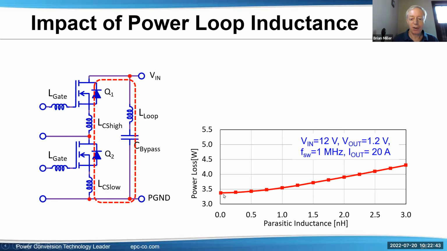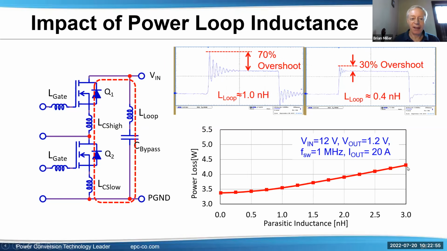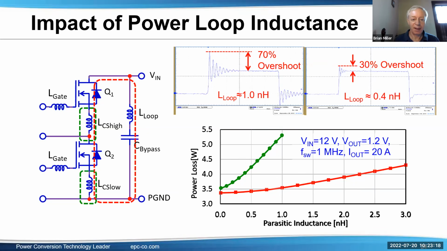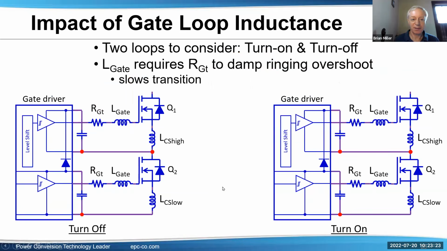On the power loop, you can see there's also a benefit to reducing the loop inductance. Not quite as much benefit, but it's still there. It's still very much worth going into and looking at, and not just for the loss, but also for overshoot and ringing. You can see this is basically the same EPC GaN FET with two different layouts. In one, with more loop inductance, you'll see 70% overshoot. If you reduce this down to 0.4 nanohenry, you see quite a bit reduced overshoot on the waveform. And there, for comparison, is the common source inductance added in for reference.